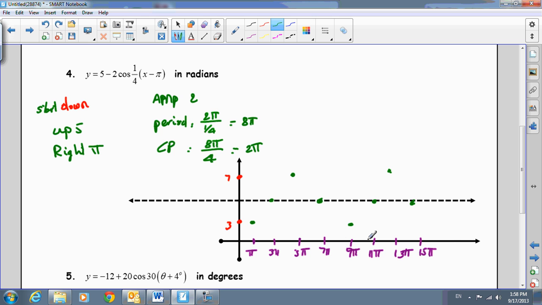And it will keep going. But I need a complete cycle. So after 15, if I keep going, I have 17 pi. That will be right here, down. And you always want to continue a little bit on both sides. And I always want to see the one that crossed the axis.